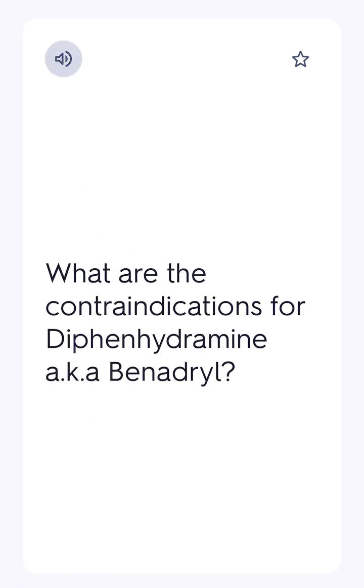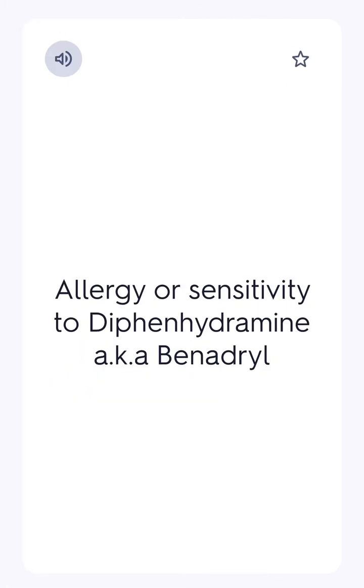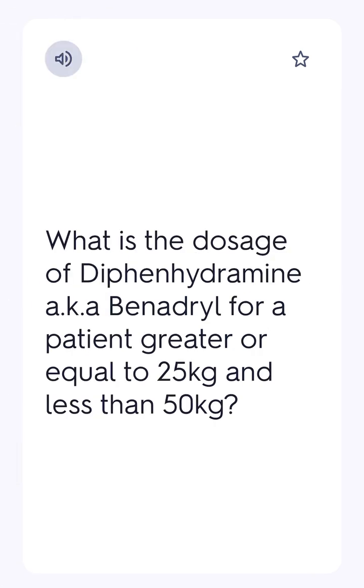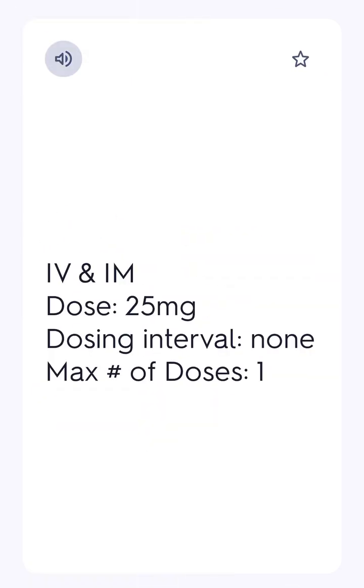What are the contraindications for diphenhydramine, aka Benadryl? Allergy or sensitivity to diphenhydramine. What is the dosage of diphenhydramine for a patient greater or equal to 25 kg and less than 50 kg? IV and IM dose, 25 mg. Dosing interval, none. Max number of doses, 1.